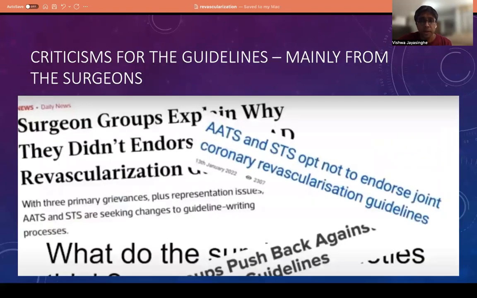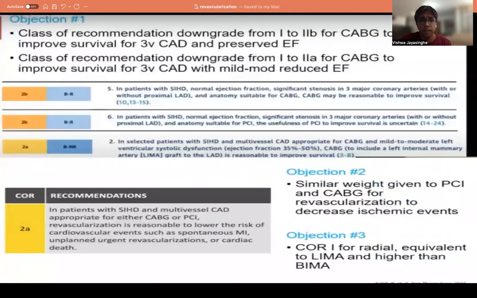There's a class 2A recommendation to see whether there are any plaques in the ascending aorta to reduce the incidence of stroke. So does everyone like these guidelines? Apparently not. Surgeons are against it. The American Association for Thoracic Surgery and the Society of Thoracic Surgeons are up in arms against this. They have had special webinars, special content. It's all over YouTube. They are saying why they are not endorsing these guidelines. Why do they not like the guidelines? They have mainly 3 objections.